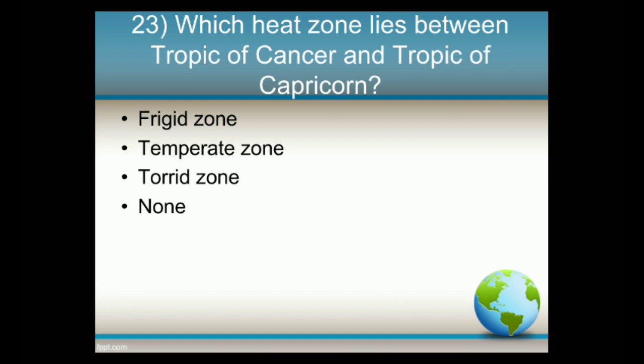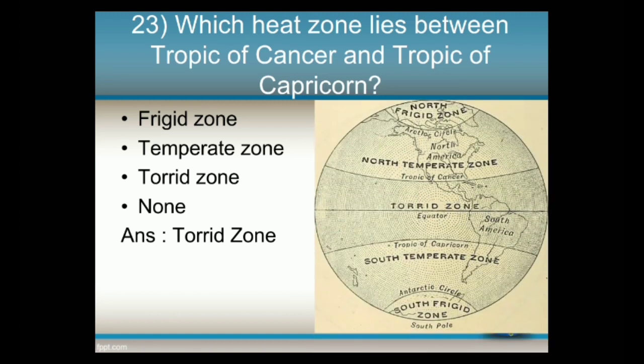Next question. Which heat zone lies between Tropic of Cancer and Tropic of Capricorn? Options frigid zone, temperate zone, torrid zone, none. And the answer is torrid zone. Now in this image you can see the area covered by torrid zone between Tropic of Cancer and Tropic of Capricorn. This area receives maximum heat and the midday sun is exactly overhead at least once a year on all latitudes in this area. Then you see the area covered by temperate zone.